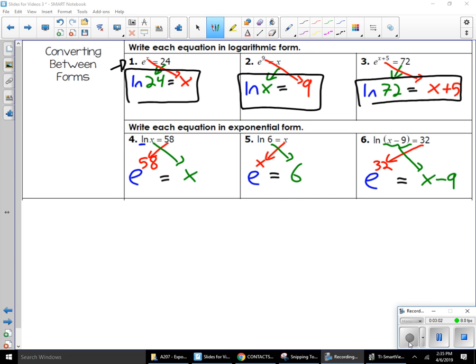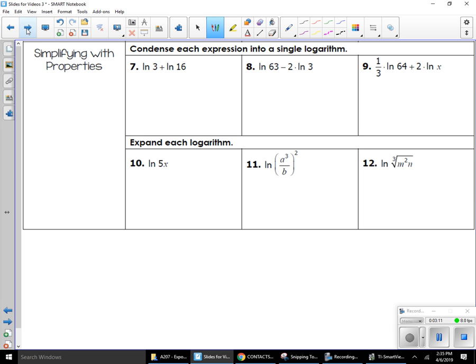So in addition to flip-flopping, being able to convert between the forms, we also need a quick refresher on properties, because properties are going to show up in natural log problems as well. So all of the things that applied to regular logs still apply to natural logs. Addition on the outside becomes multiplication on the inside. So that's the same as natural log of 3 times 16.